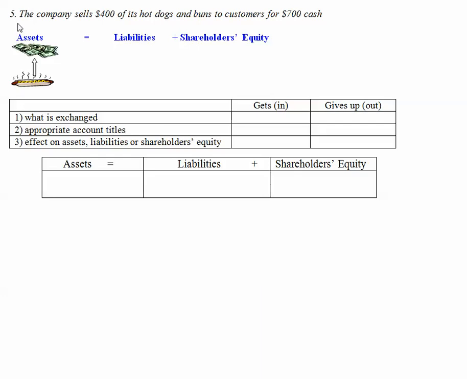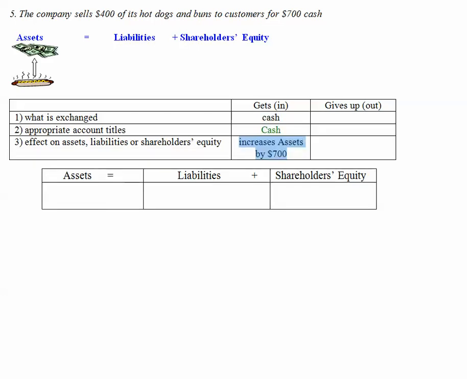All right, number 5 here, we're selling the hot dogs that we had purchased earlier. We're selling 400 of the hot dogs and getting 700 from customers. Now, how you record this entry, you might think you would record the cash coming in, which increases your assets by $700, and then you would look at this as, well, we gave up hot dogs and buns, which is inventory.